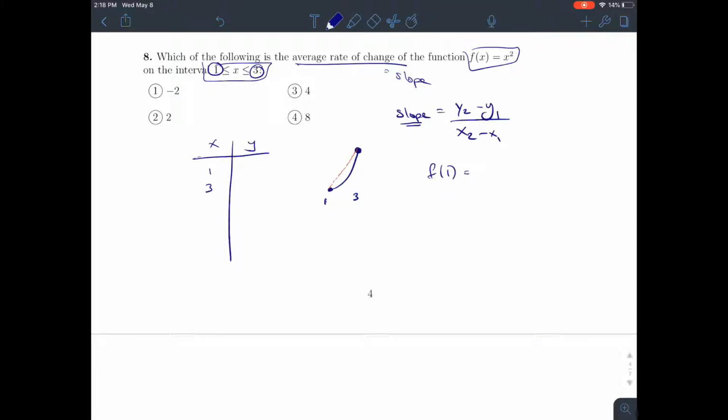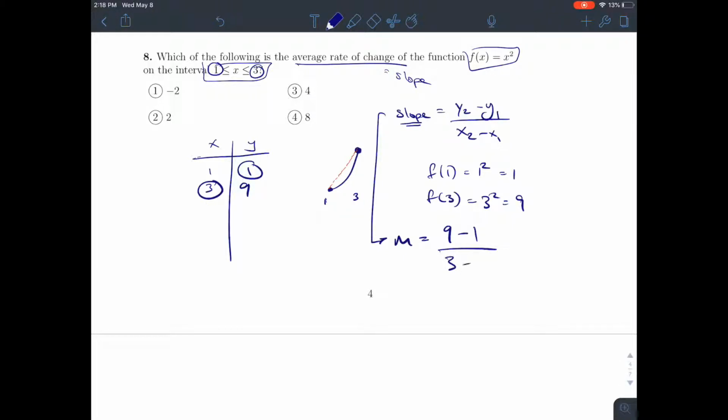So f of 1 is equal to 1 squared, which is 1. F of 3 is equal to 3 squared, which is 9. Using our slope formula, and I'm going to use the letter m for slope because that's what we often do, slope is equal to y2 minus y1 divided by x2 minus x1. m is equal to 8 over 2. m is equal to 4.